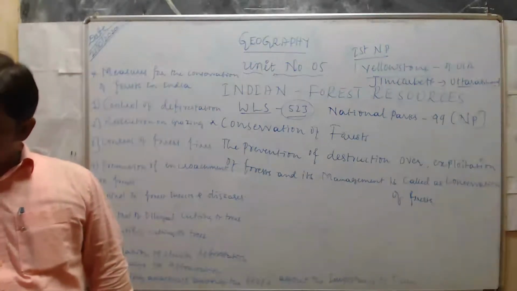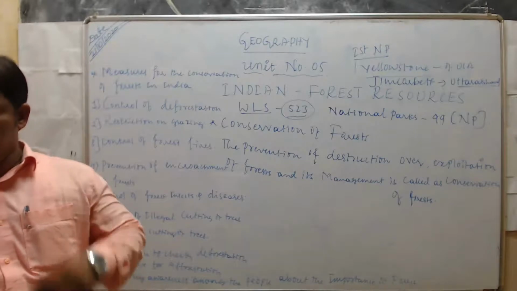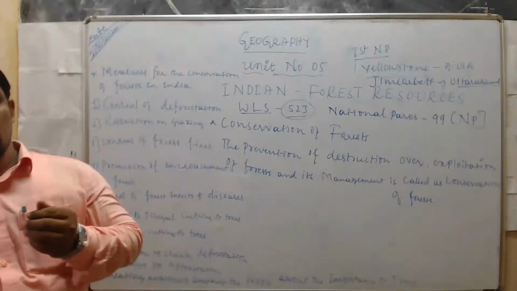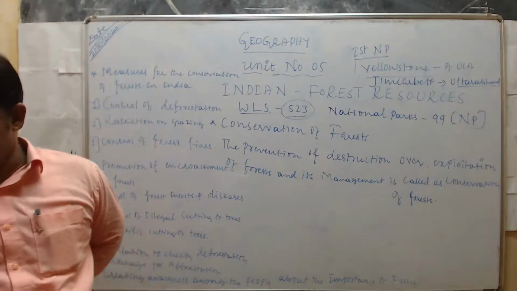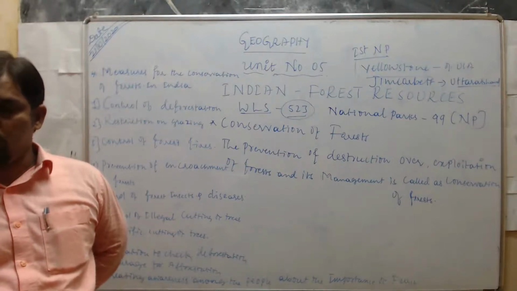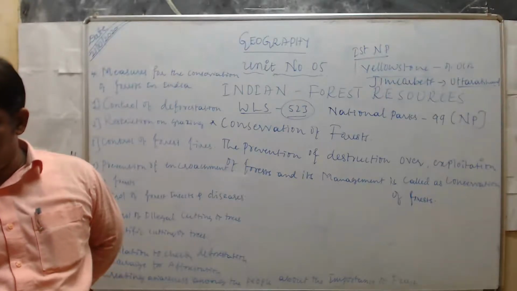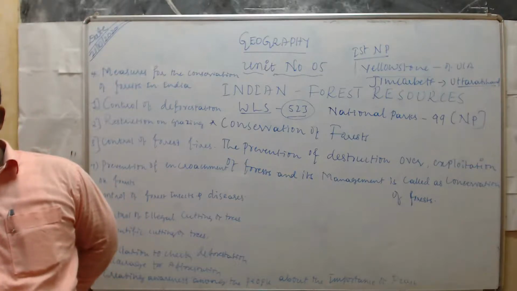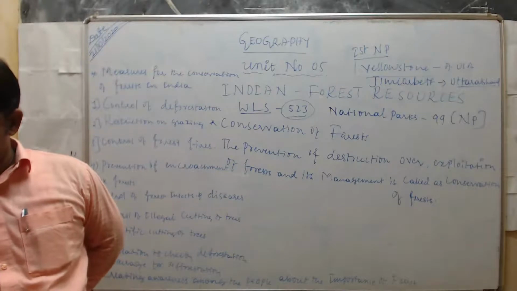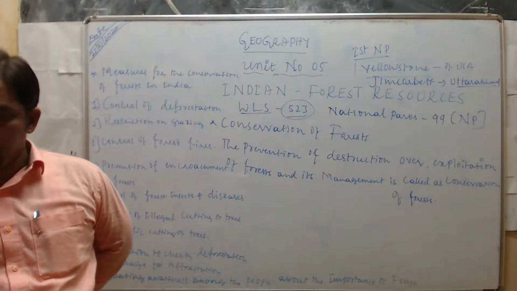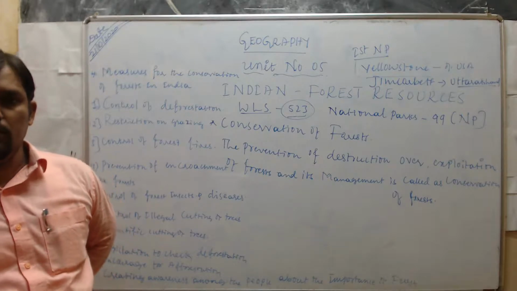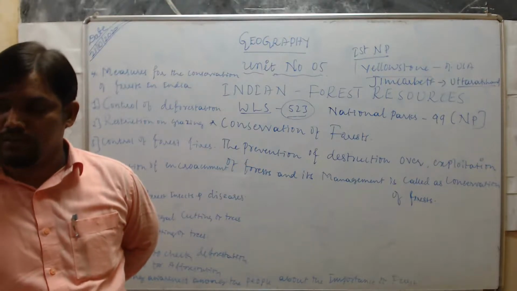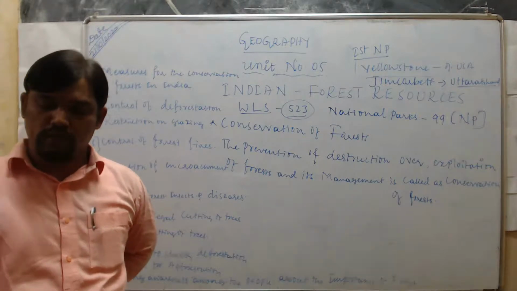Biosphere reserves were launched by UNESCO in 1971, because UNESCO is recognizing biosphere reserves, under its Man and Biosphere Programme, MAB. In India, the first biosphere reserve came into existence in 1986, that is Nilgiri Hills. It's very important, the first biosphere reserve of India is Nilgiri Hills, which came into existence in 1986.